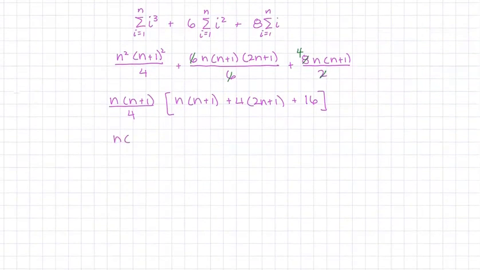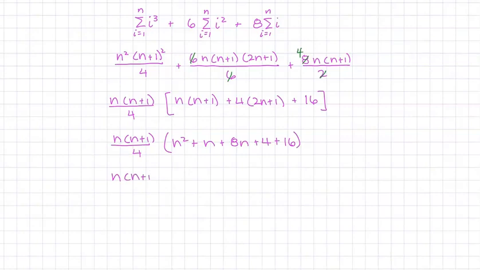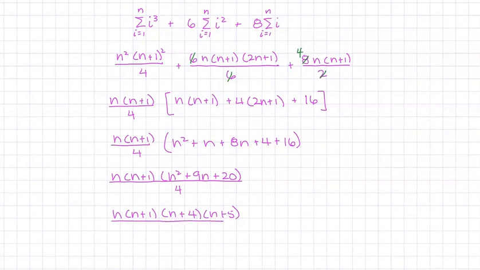Like I said, it's just algebra now. So it's n squared plus n plus 8n plus 4 plus 16. Combine like terms. We have n squared plus 9n plus 20 all over 4, and that actually factors to (n plus 4)(n plus 5). And so there's my formula for S sub n.